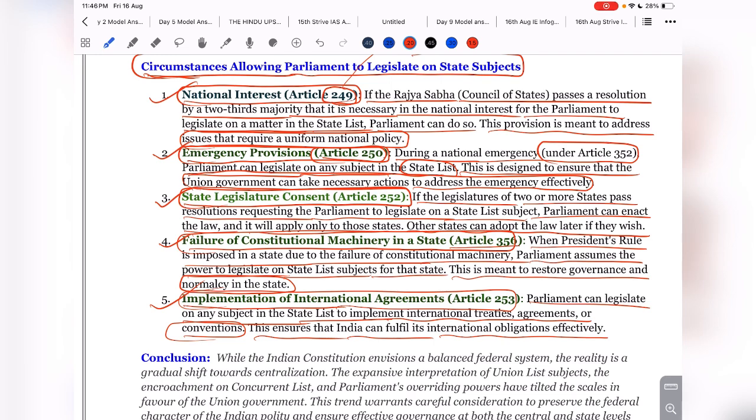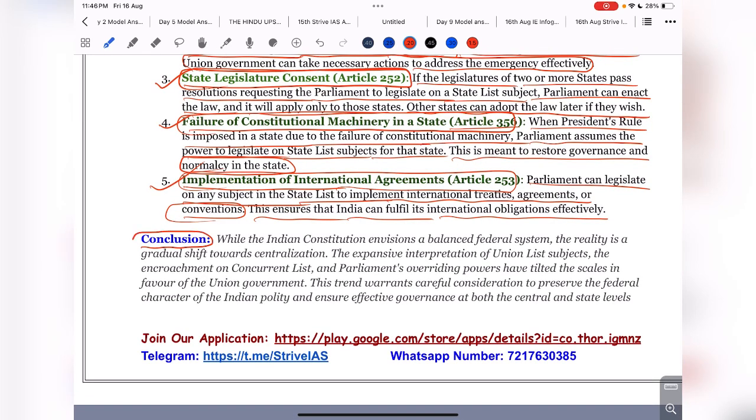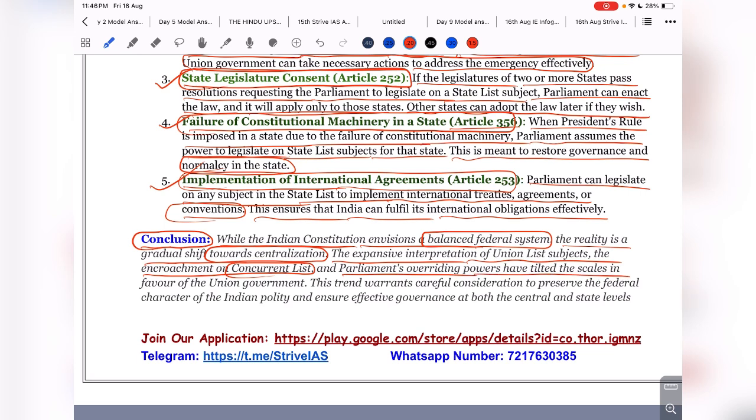Okay. So after that you need to write a good conclusion. You can write that while the Indian Constitution envisages a balanced federal system, the reality is a gradual shift towards centralization. The expansive interpretation of Union list subjects, encroachment on the concurrent list, and Parliament's overriding powers have tilted the scale in favor of the Union government. Gradually, because of overriding and taking more subjects by the Union government, the balance of power has tilted in favor of the Union government. This trend warrants careful consideration to preserve the federal character of Indian polity and ensure effective governance at both the central and state level.